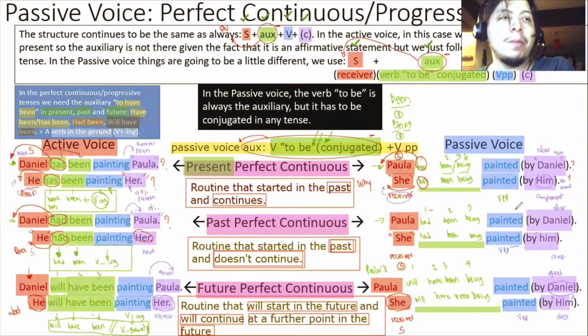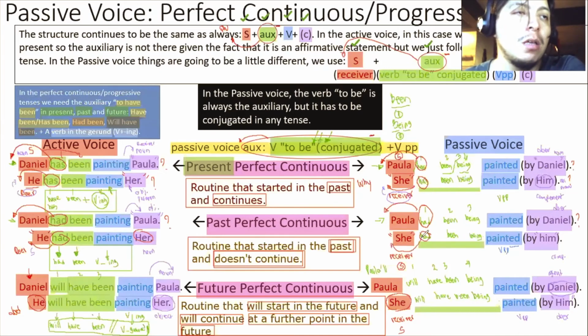Si queremos hacer una pregunta, nuestra primera palabra del auxiliar es la que cambia su lugar con el sujeto. Had Paula been painted by Daniel? Had she been painted by him? Yes, she had. Or yes, she had been. No, she hadn't been. ¿Está bien?